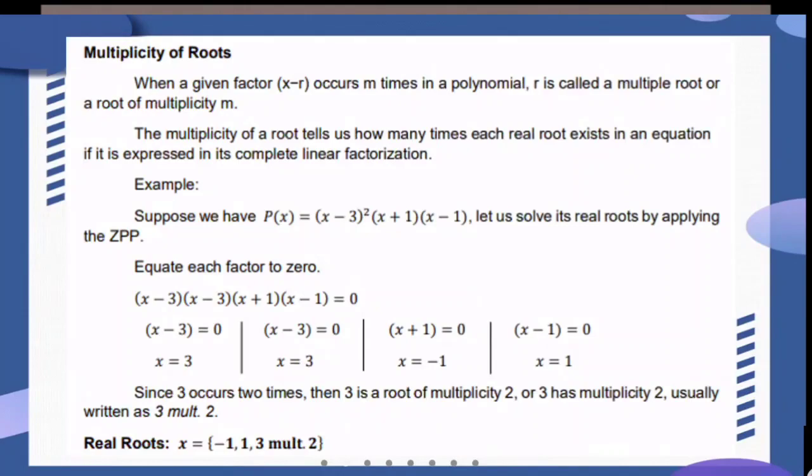So, let us solve for the real roots by applying natin yung ZPP or yung zero product property natin. So, ito na siya. So, x minus 3 is equal to 0, x is equal to 3, x is equal to 3, x is equal to negative 1, and x is equal to positive 1. So, since 3 occurs 2 times, then 3 is the root of multiplicity 2, and 3 has a multiplicity 2, usually written as 3 multiplied by 2. Or yung roots daw po natin, si negative 1, si 1, si 3, multiplicity of 2. Ganun lang po kadali, ha? So, ito na po yung example natin.